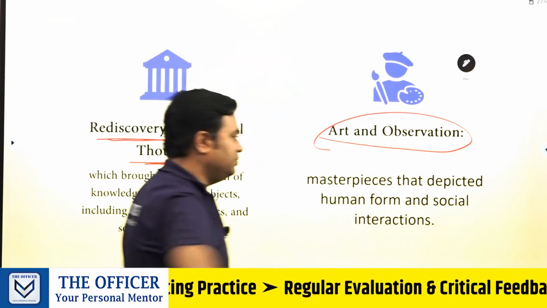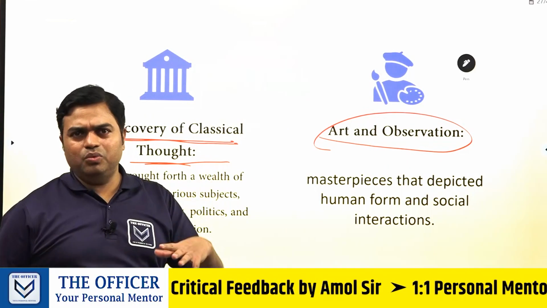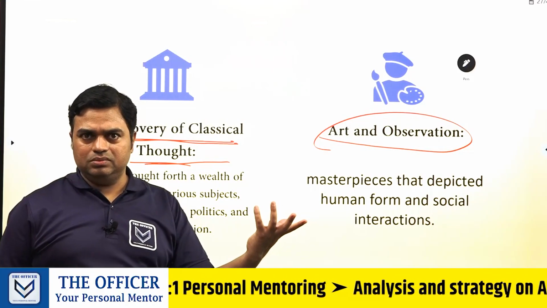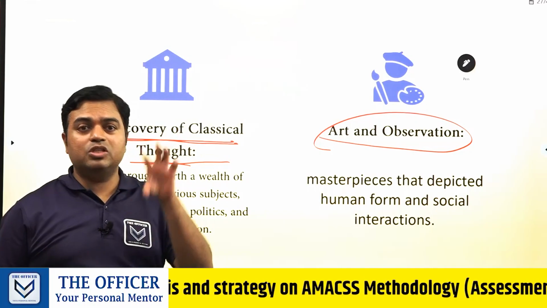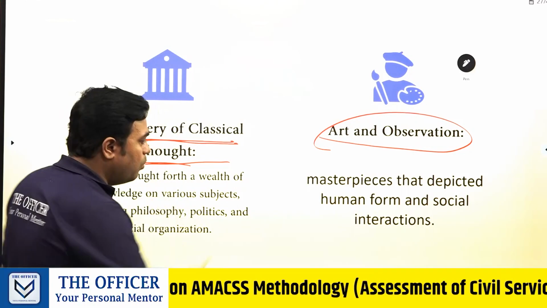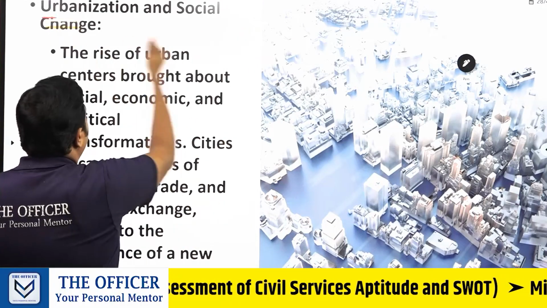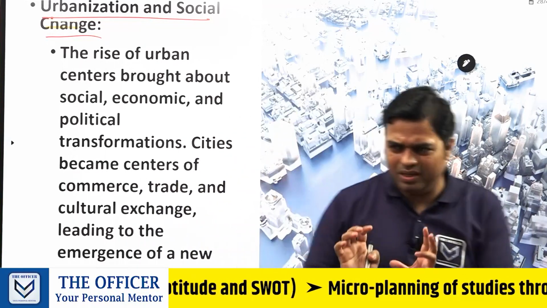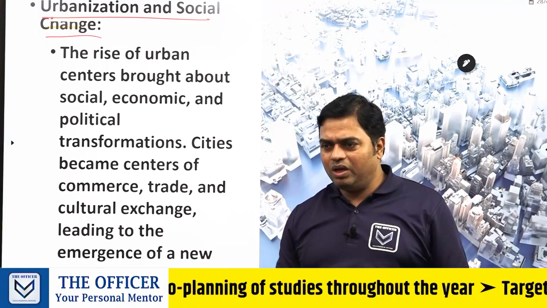Art and observation: the new masterpieces, new culture, new sculpture, new architecture. That also emerged here, which was free from the influence of God. Okay, modern art, modern architecture. Here was a very slow, very initial beginning. Here we can find a beginning of urbanization, particularly in Italy.